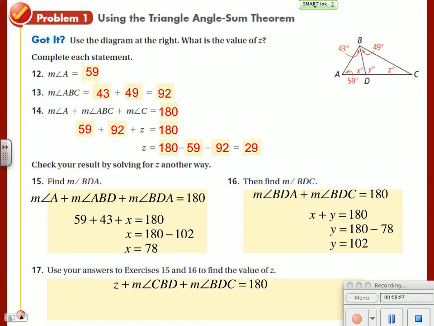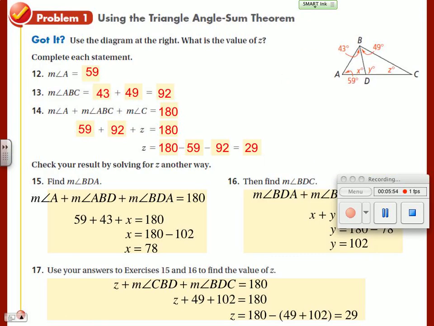That's the triangle to the right. And we know that the measure of CBD is 49, and we just saw that the measure of BDC is 102. So those added together equals 180. So Z equals, and it's hidden here behind my little thing, Z equals 29. So we solved the problem for Z two different ways and got the same answer.